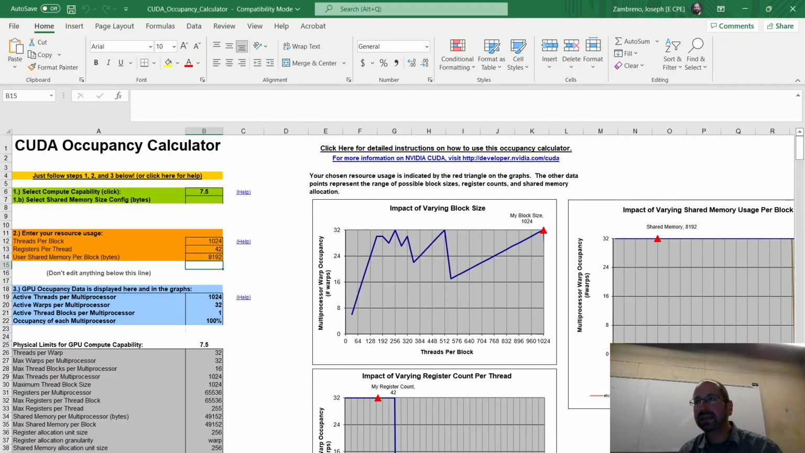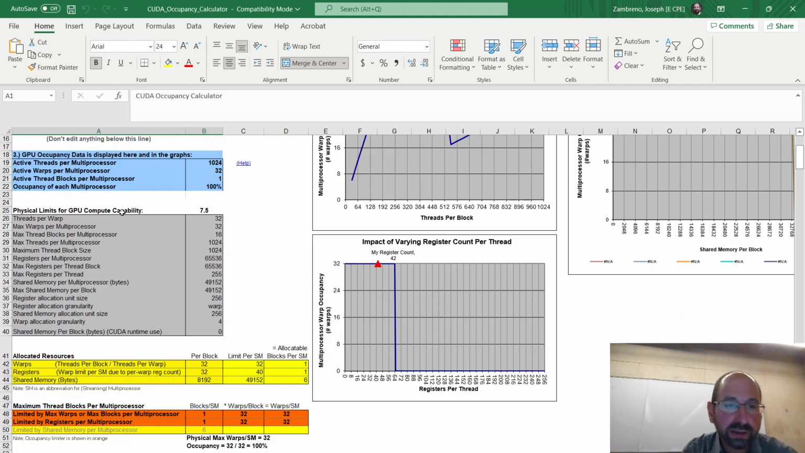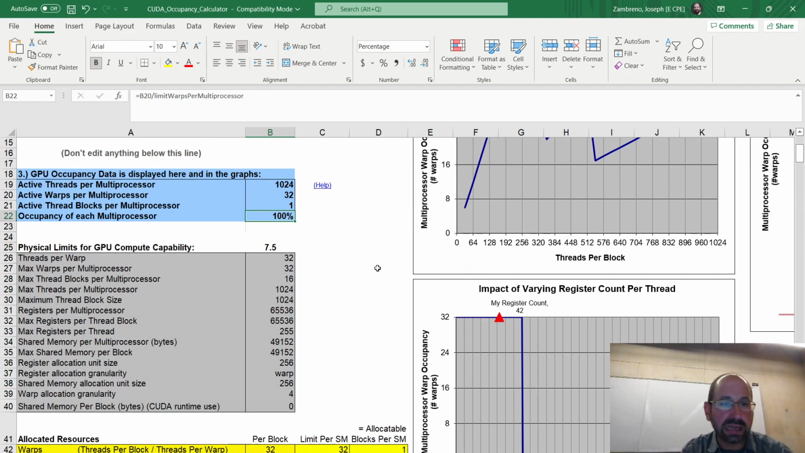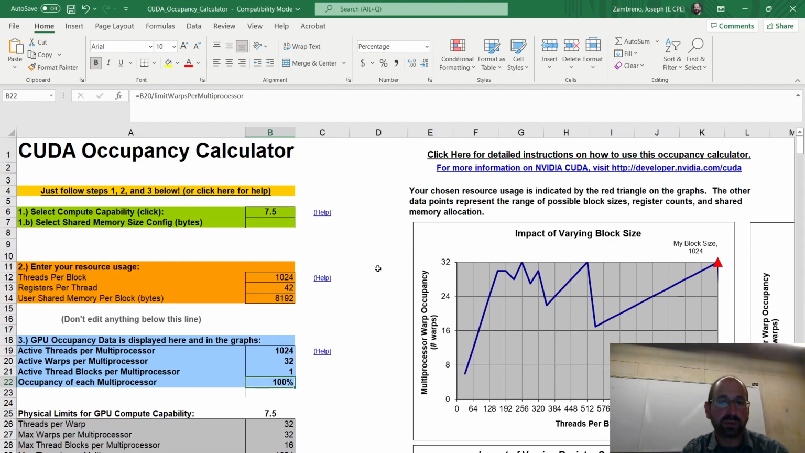So in that sense, I think generally it's correct to say more occupancy is better than less occupancy, because you're just increasing the potential underlying efficiency of the implementation, but it's not the same as performance. It's not a guarantee of better performance, but it's one way to look at the efficiency of your application. And it then tells you, for a given compute capability, what some of the hardware limitations are, what can actually be supported. For this example, right now we're at 100% occupancy of each multiprocessor.